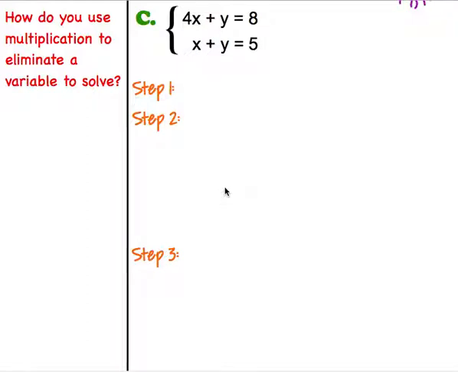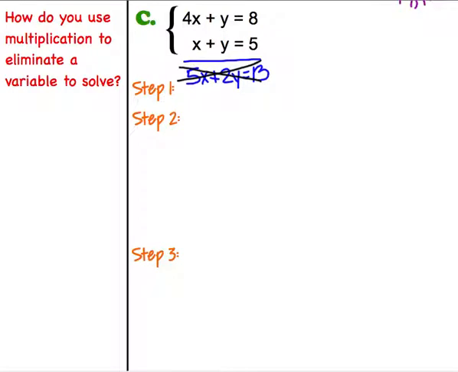Our next example we have is 4x plus y equals 8 and x plus y equals 5. Now you will notice that if I were to add these two together as is, I would end up here with 5x plus 2y equals 13, which doesn't really help us at all because we still have two variables. So that we know is not going to work.